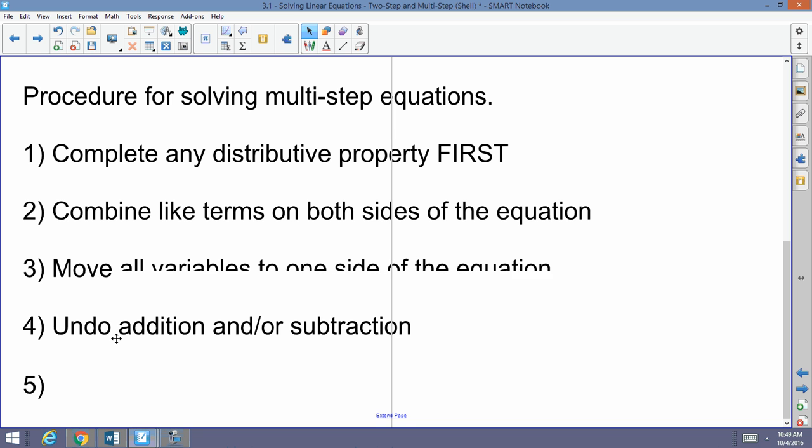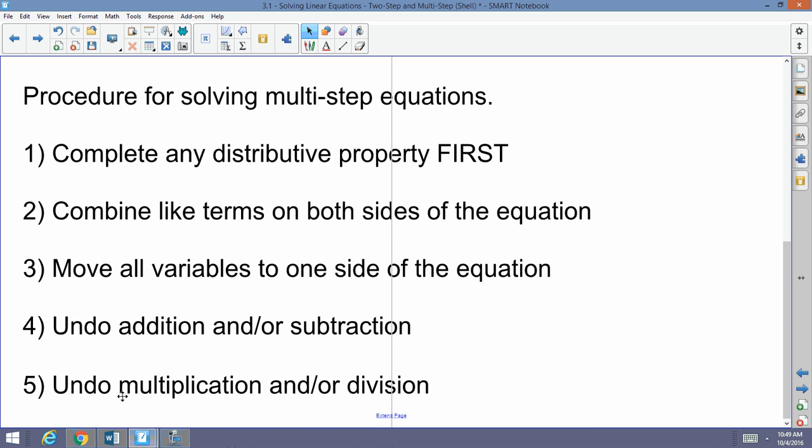Now, once you move the variables to one side, guys, you have a two-step equation. Now you undo addition, subtraction. And then once you do that, my brothers, you have a one-step equation. And you undo multiplication and division. So it's really nothing that difficult.